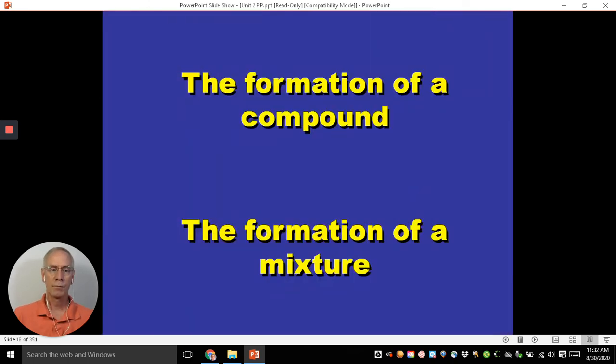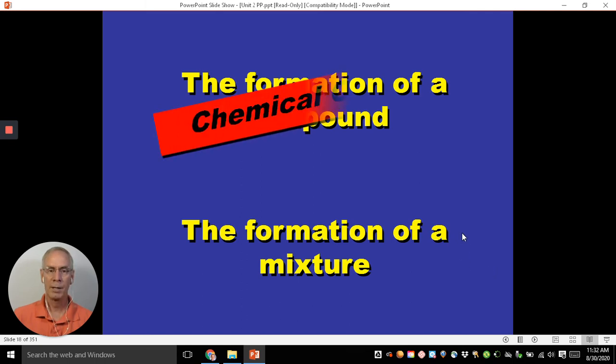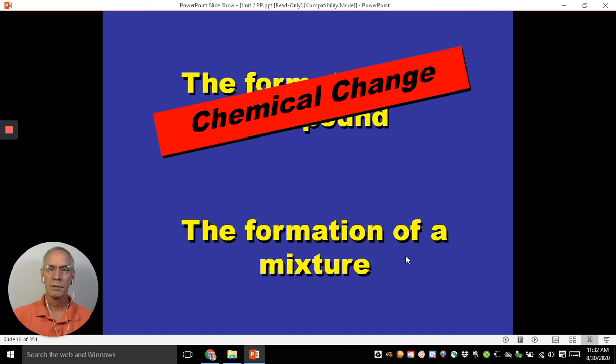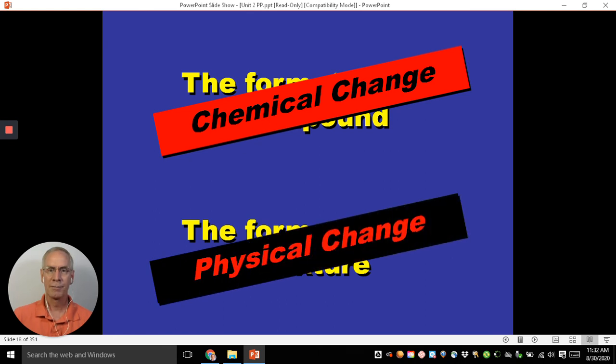So let's use some more vocabulary terms here. I'm going to use the term compound and mixture. Now these don't mean the same thing. So let's talk about the formation of a compound and the formation of a mixture. The formation of a compound means the atoms are rearranged into new combinations, and here's the kicker, they're chemically bonded together. So there's a chemical change. The formation of a mixture, the substances are next to one another, but they are retaining their original properties because they're not chemically bonding to one another, so that's a physical change.